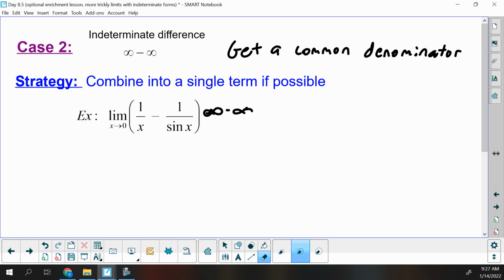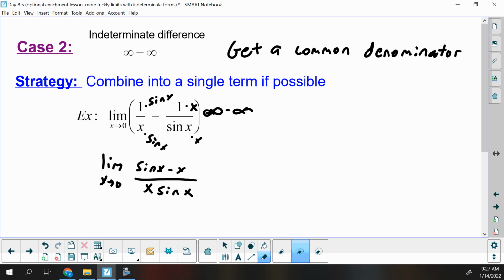So we want to get a common denominator. So let's multiply this by sine x and this by x. And this will eventually lead us to sine x minus x over x sine x. Well, let's try and evaluate this.